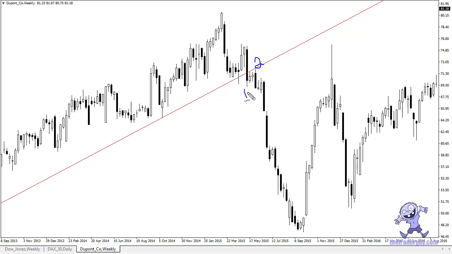So we have a lower close underneath the uptrend line. Then we have the retest. And now we have the 3, which is the close below 1. So essentially it's a zigzag pattern. You get 1, 2, 3. And this works in both directions. If you're breaking above a downtrend line, very much the same thing.